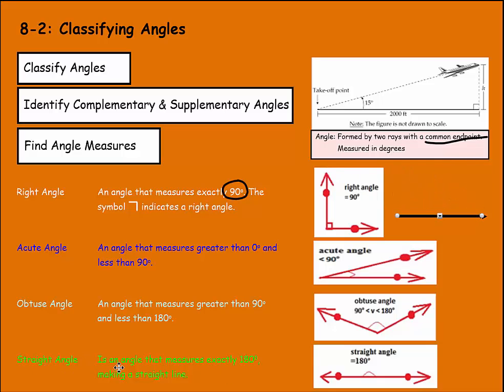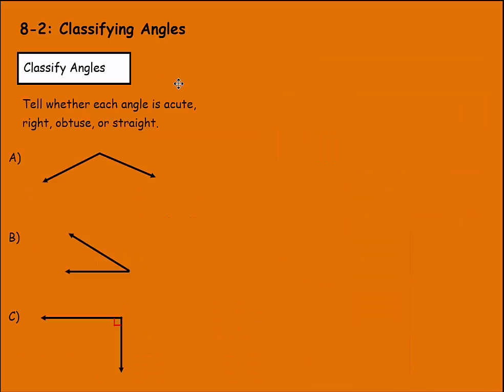A straight angle then is an angle that measures exactly 180 degrees, which makes a straight line. If you notice, 90 degrees gets you halfway there. 180 degrees is like 2 times 90 degrees, which gives you a straight line. So let's classify some of these angles. It asks us to tell whether each angle is acute, right, obtuse, or straight.